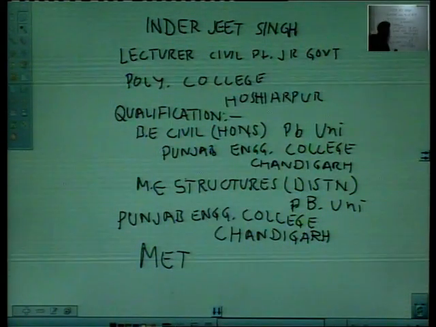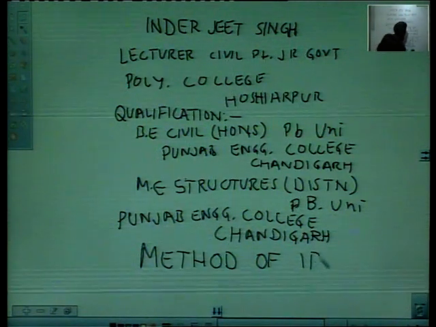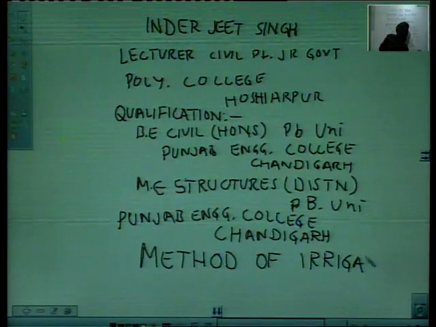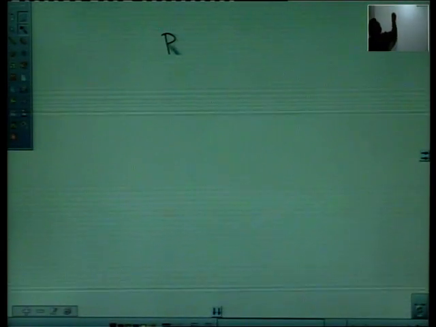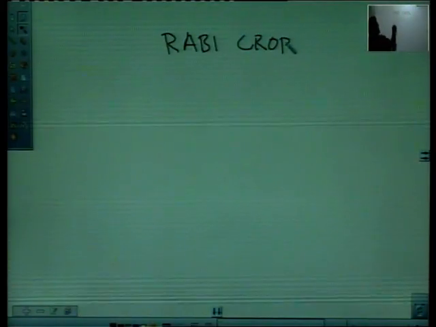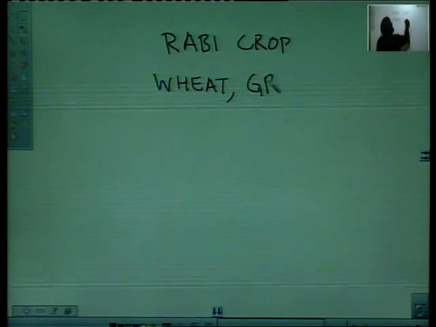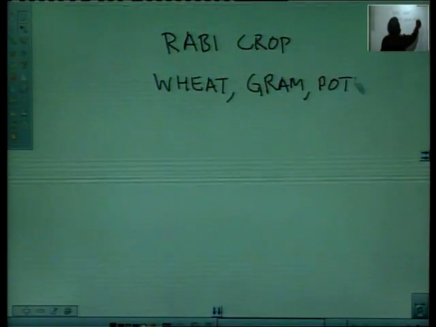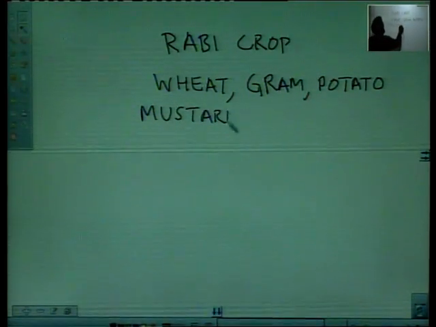My today's topic is methods of irrigation. So, before discussing methods of irrigation, let us see about Rabi crops. We have wheat, gram, potato, mustard, tobacco.